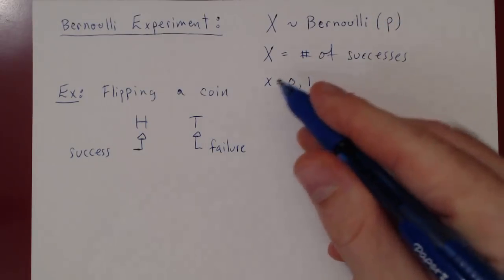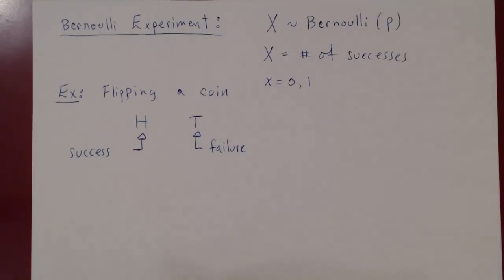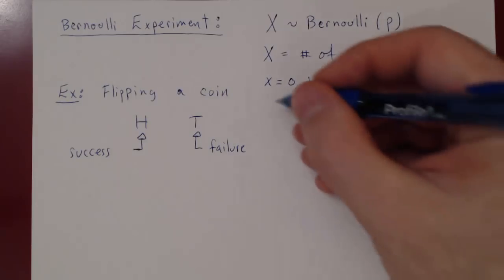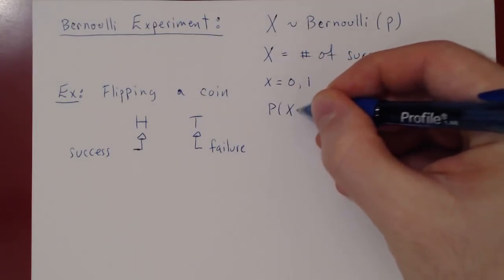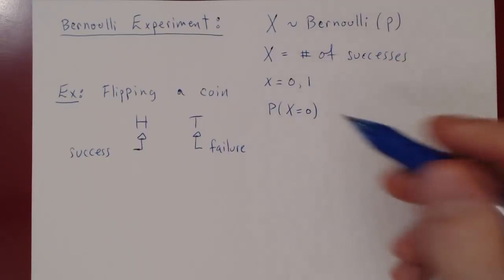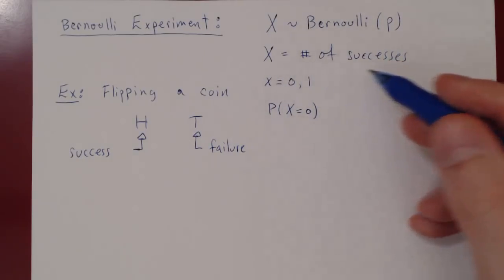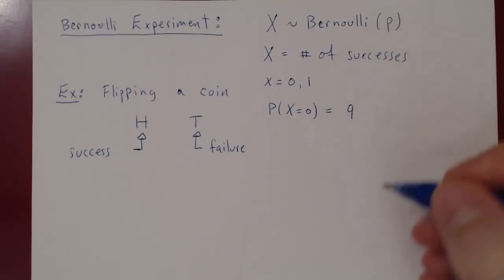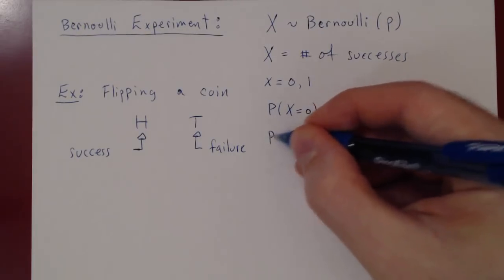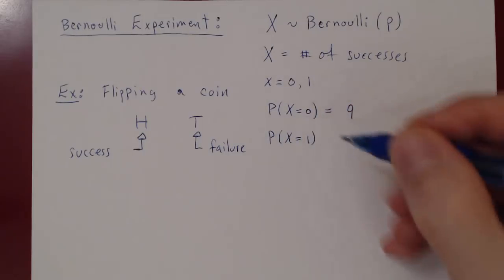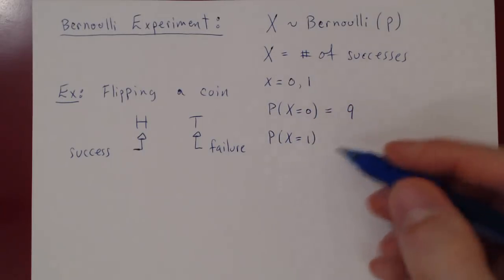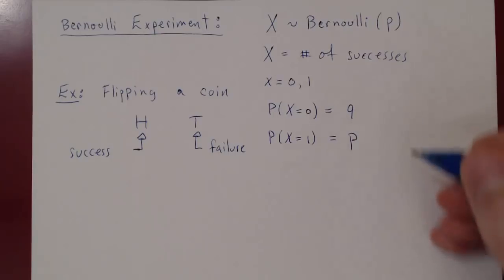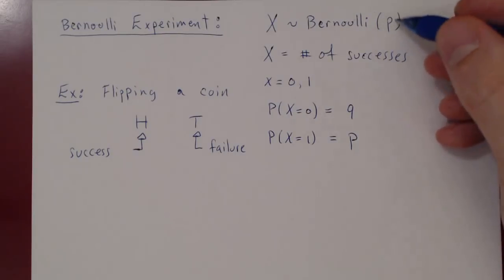If x is 0, you have no success, therefore a unique failure. If x is 1, you have one success. Well, the probability of a failure is the probability that x equals 0, since x is the number of successes. And this we usually denote as Q. The probability that x equals 1, the probability of observing a success, is denoted by P, and that is the only parameter of this distribution.